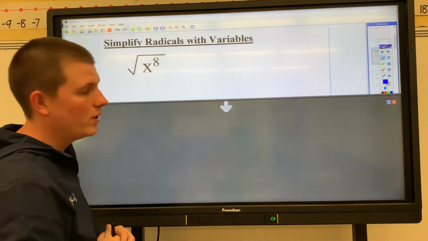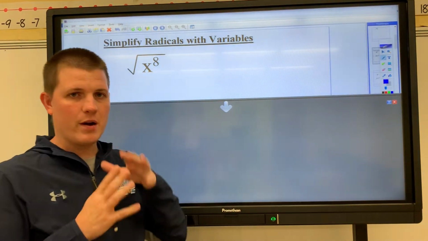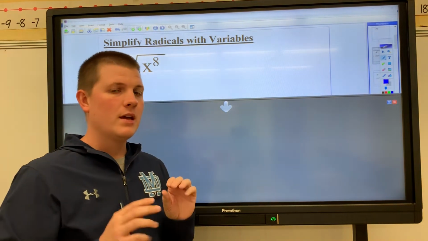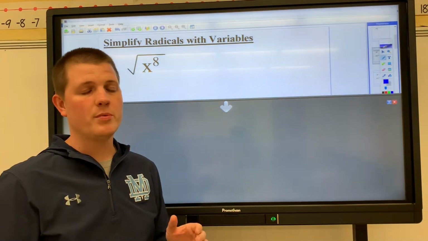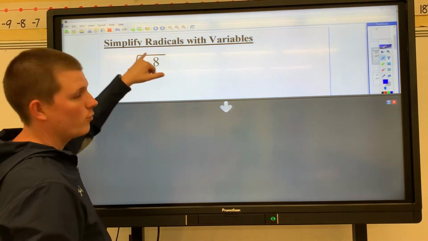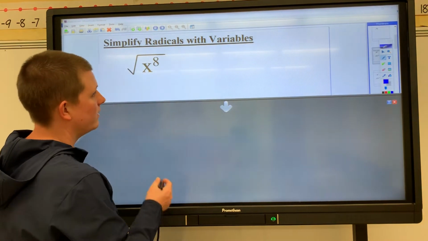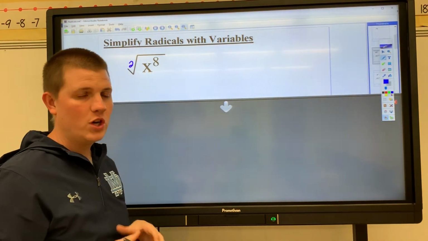So square root of x to the 8th. When you have a variable inside the radical, it really comes down to the exponent. The exponent will help you decide what the answer is. Because this is a square root, in actuality, there is an imaginary 2. We don't put the 2, it's just understood that it's there.